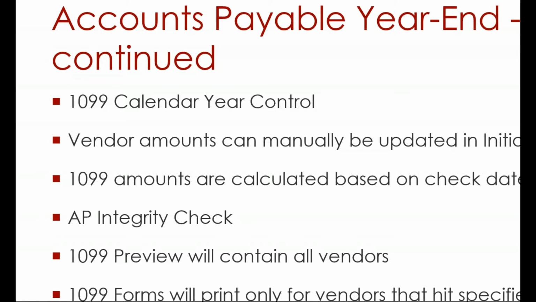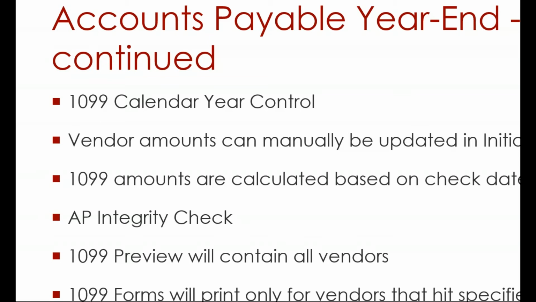The AP integrity check screen has an option to rebuild 1099 amounts. Now this only works when vendors were properly coded as 1099 vendors and had vouchers properly coded with 1099 box numbers. Such setup changes are not retroactive, so keep that in mind if you're utilizing the integrity check to rebuild 1099 balances.